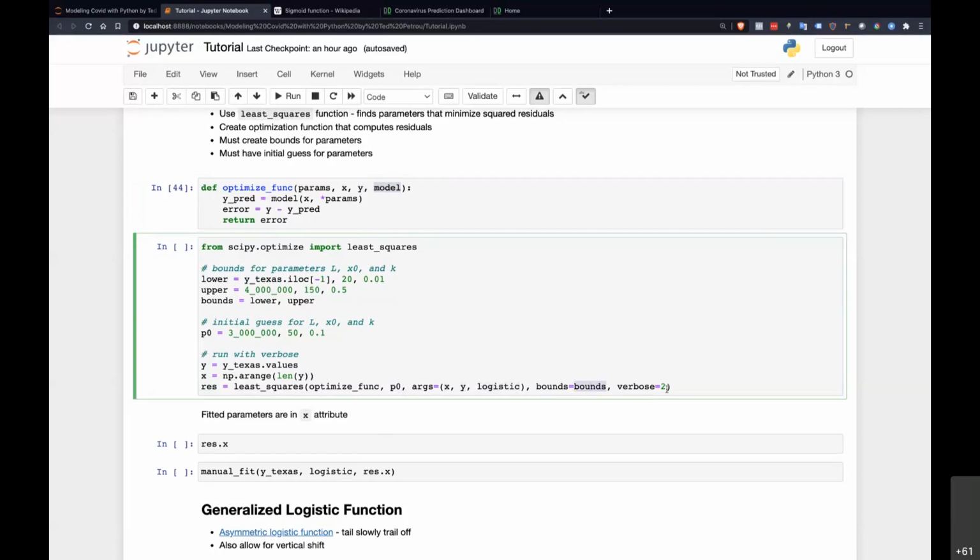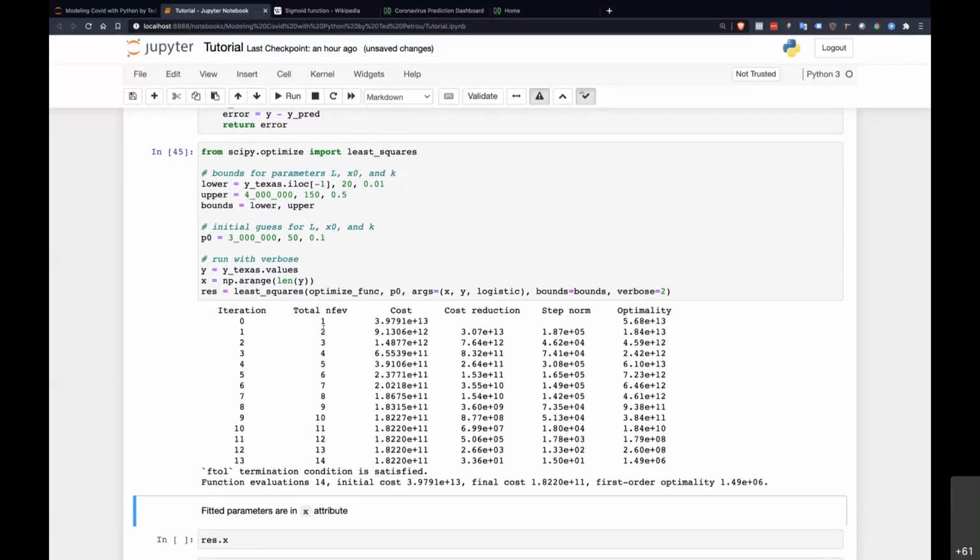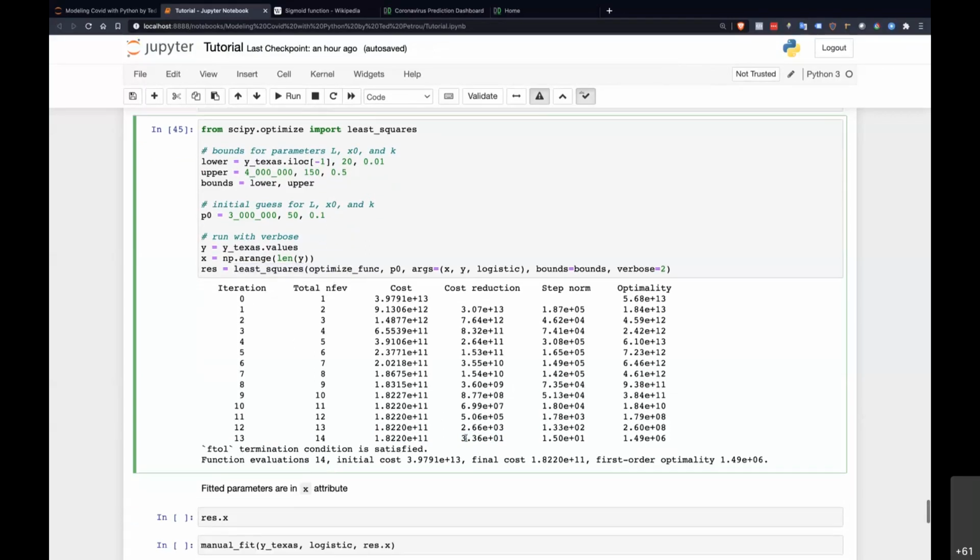Then I give it the bounds. And this verbose is just to see the output. You don't need this. This is just for us to see it in the notebook. And if we run this, you'll see each iteration and then the cost function. And then how much this is like the, I'm not sure if this is the squared error. It might just be the sum of the squared errors. And then how much that cost function is reduced. And then there's some stopping criteria for least squares. So you have to read about them. There's actually multiple stopping criteria that it uses. The documentation is very thorough. So you have to read about when it says to stop, and you can change those criteria.